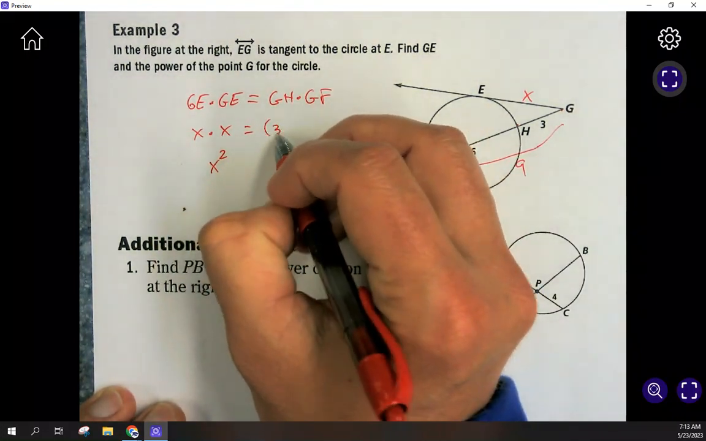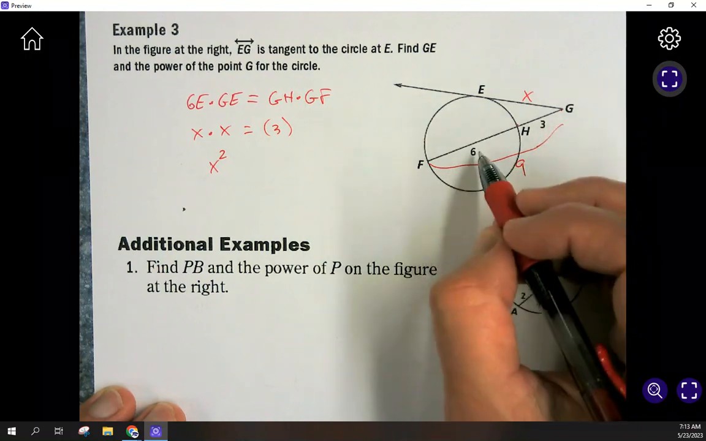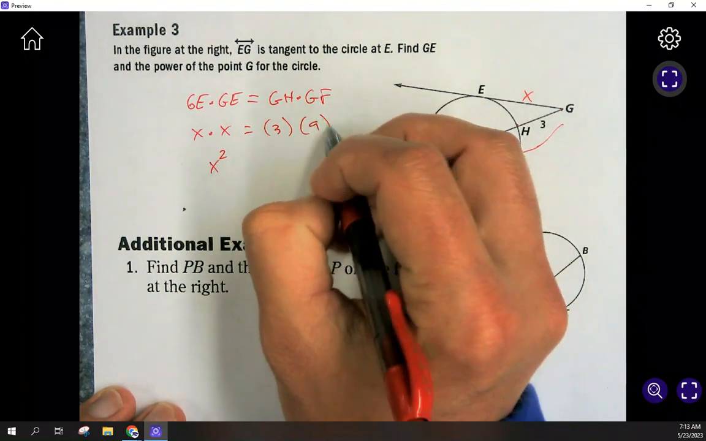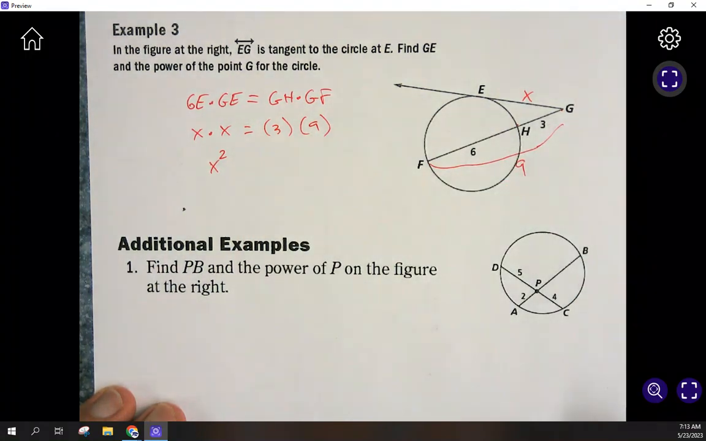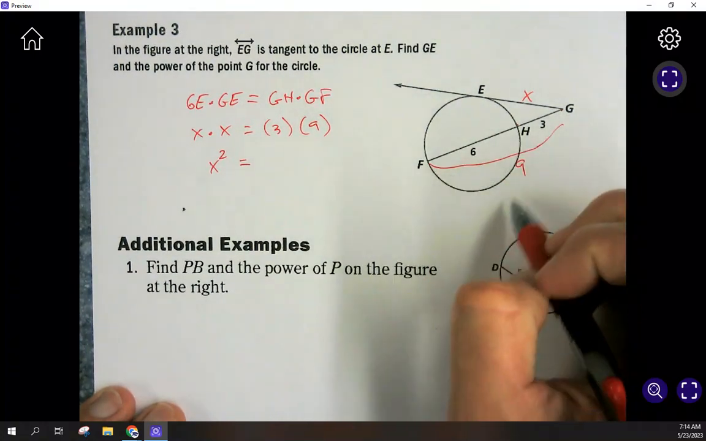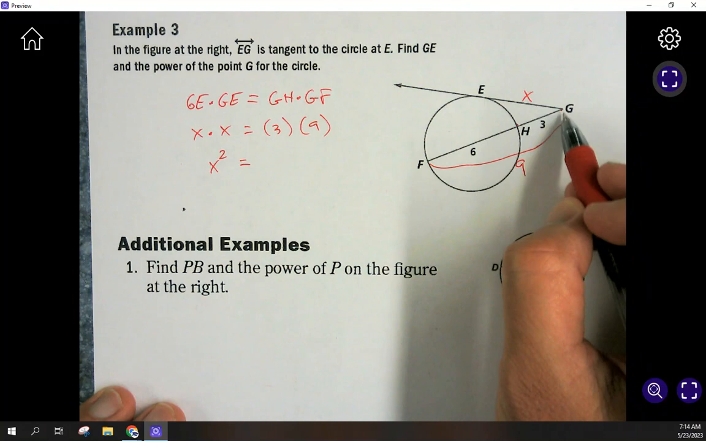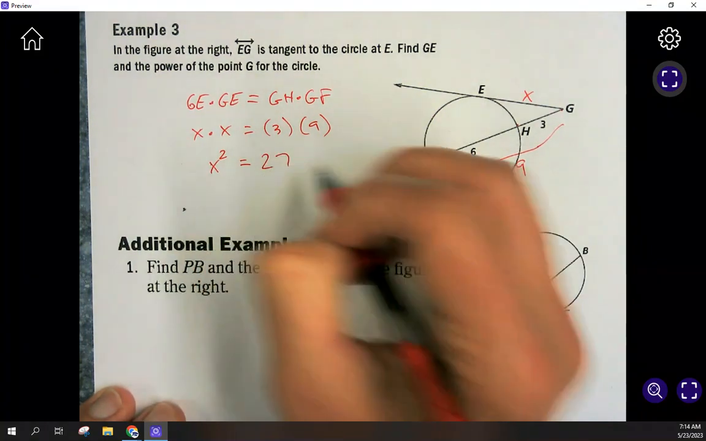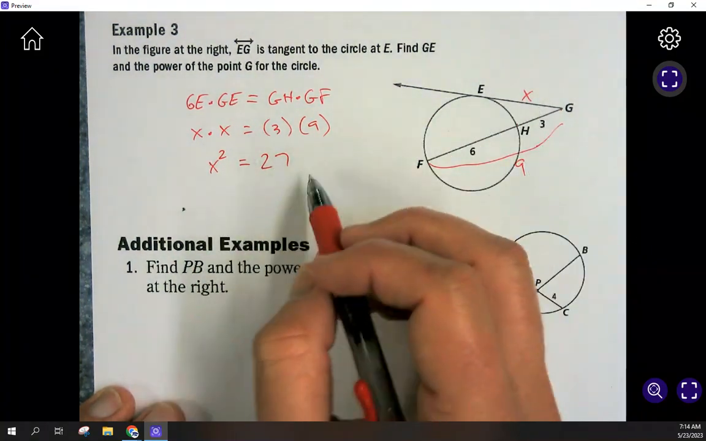GH is 3. GF, be careful, is not 6. It's 9. Everybody wants to do 3 times 6. That'll be a silly mistake that people make. This length times that length, the distance from G to H, the distance from G to F. Okay, so that's 27. So some number times itself is 27.